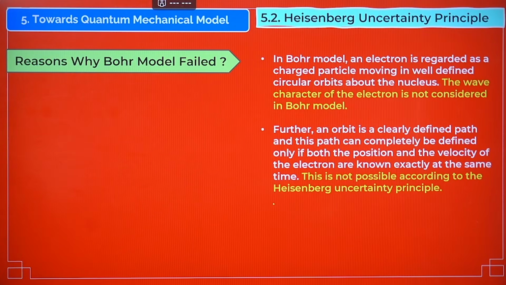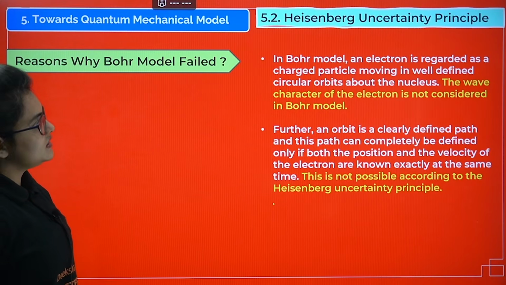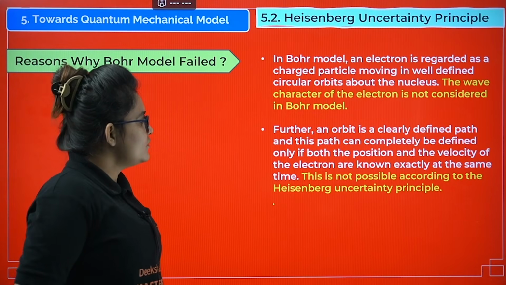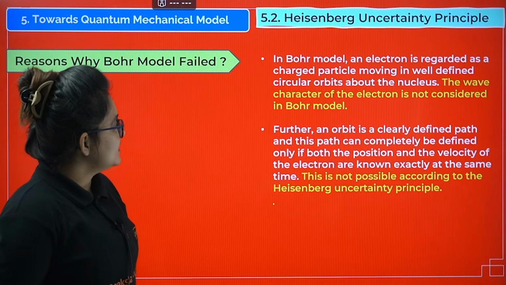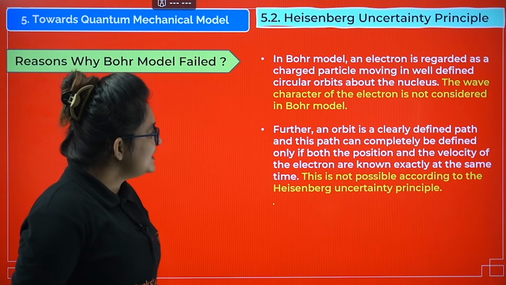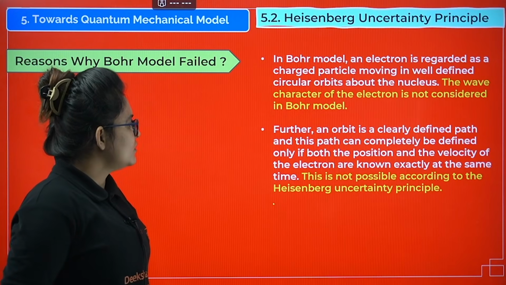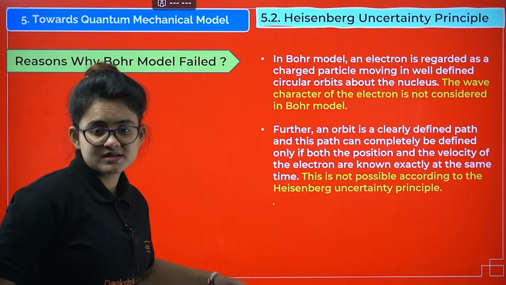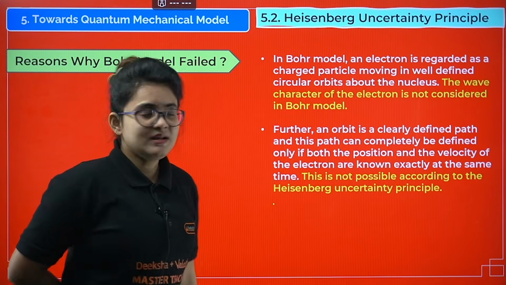Reason why the Bohr model failed. First, in the Bohr model, the electron is regarded as a charged particle moving in a well-defined circular orbit about the nucleus. The wave character of the electron is not considered here. Further, an orbit is a clearly defined path, and this path can completely be defined only if both position and velocity of the electron are known. But Heisenberg says it's not possible to know that, right? So here also the Bohr model failed.